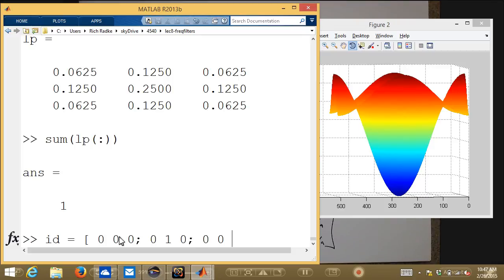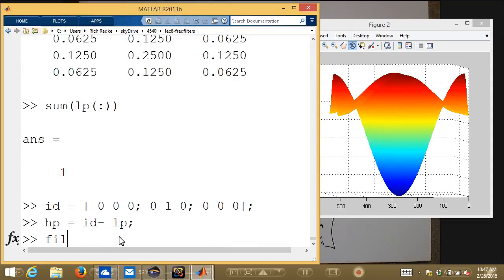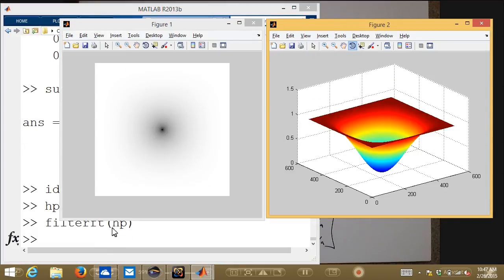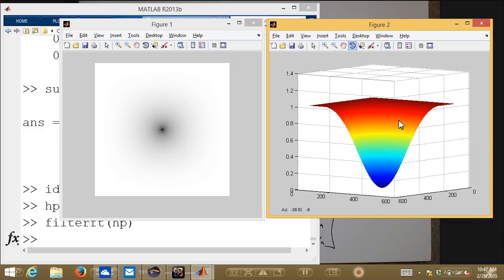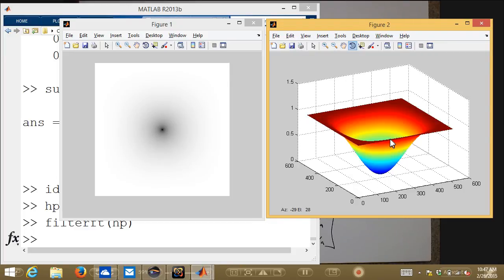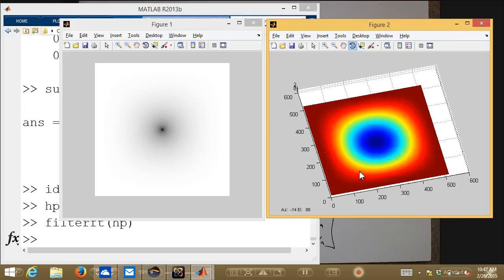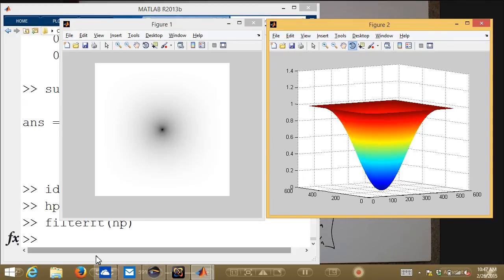And now if I have my identity filter, and I make a high-pass filter that is the difference of these guys, and I look at the frequency transform of that, this actually turns out to be a little more ideal of a high-pass filter, right? You can see that it really does look nicer in the frequency domain, definitely filtering out the middle stuff and passing the higher stuff.